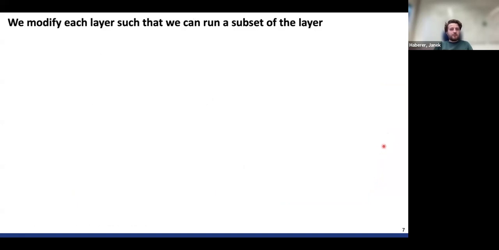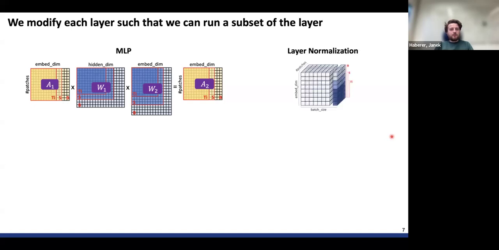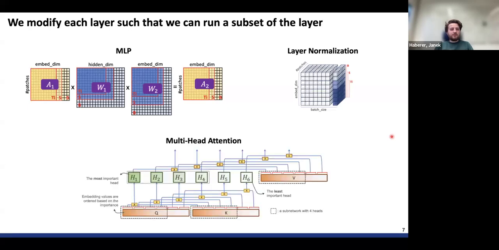And for that, we now basically modified each layer. So starting with the MLP, well, that is something that we can already see from Matformer essentially. So we adjusted each operation in the code to be able to run them at a smaller size, at a subset. Then we did the same for the layer normalization. And then the final thing is the multi-head attention, which looks a bit more complicated.